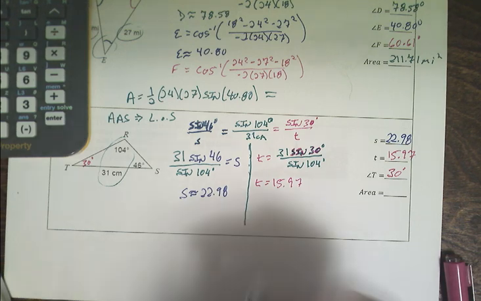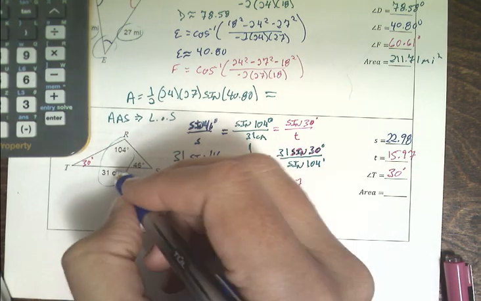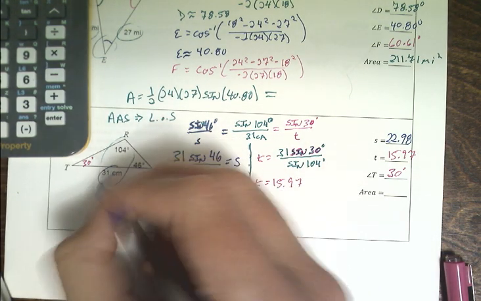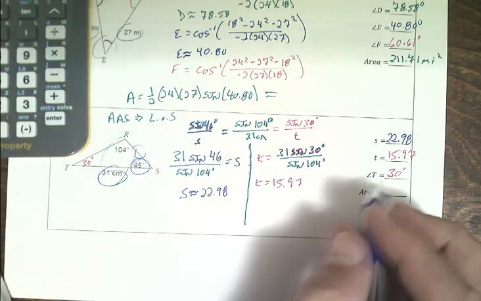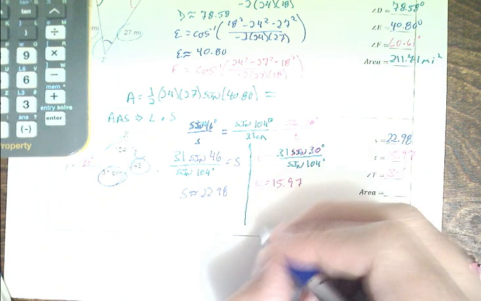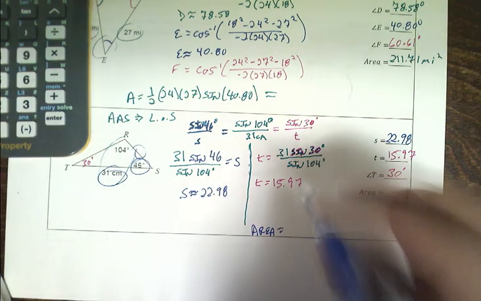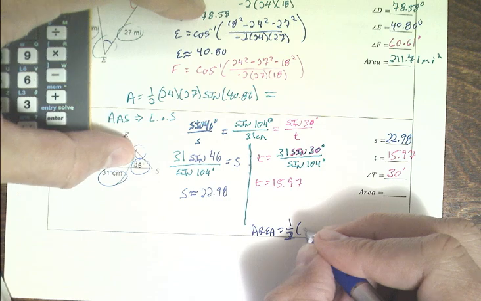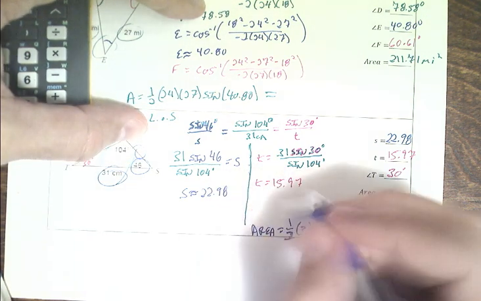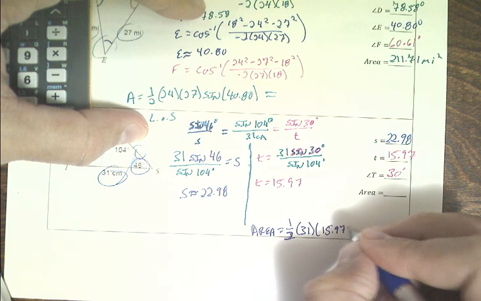And then finally we need area. Just pick a side angle side. So I'm gonna go with 31, 46, and then whatever lowercase t was. So 15.97. So area is equal to 1/2 of 31 times lowercase t, which is 15.97.